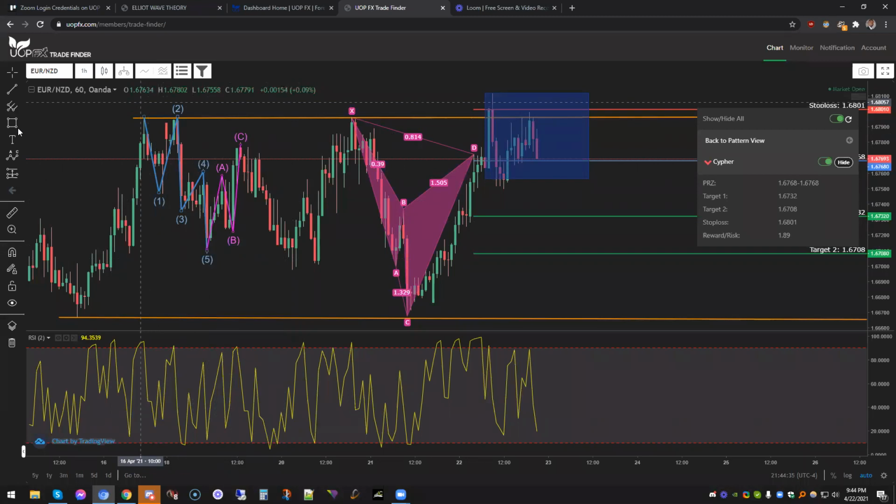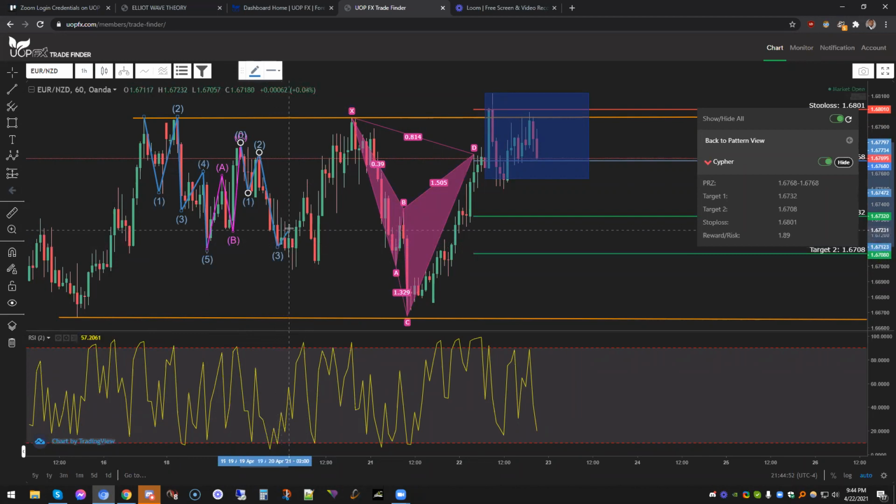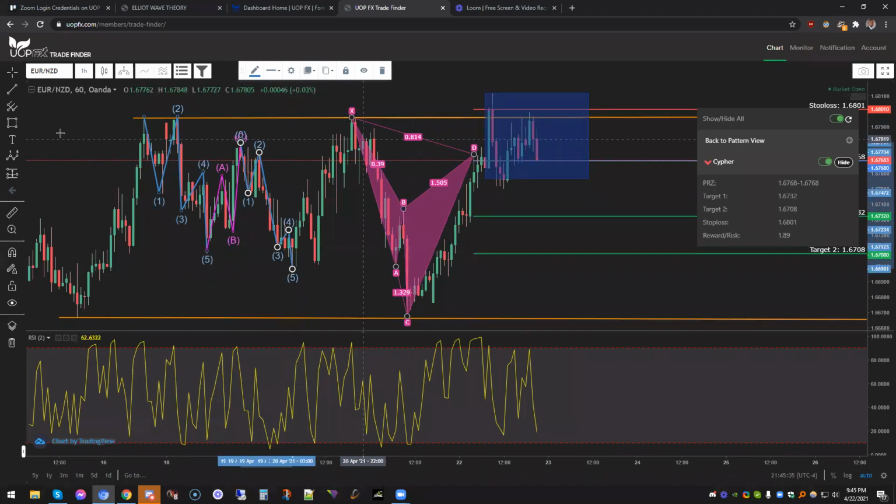All right, so let me just try to outline this really quick. So 1, 2, this would probably be 3, and this is probably 4 and 5. Okay, so that's another 5 waves down. So we have 1, 2, 3, and the price moves back to the upside.